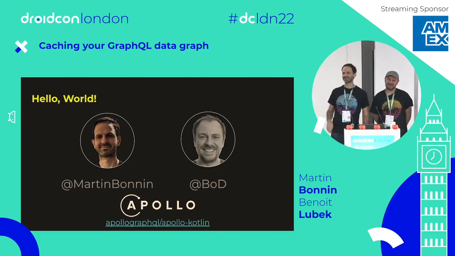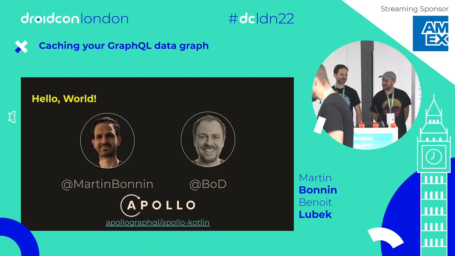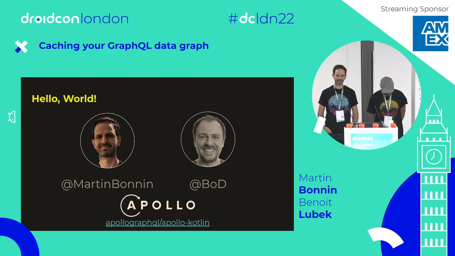We both work at Apollo. Apollo is a company that is doing tools to help companies work with GraphQL APIs, and we are working on Apollo Kotlin, which is a client for Kotlin, and obviously Android, but also iOS, like all the targets that Kotlin supports.